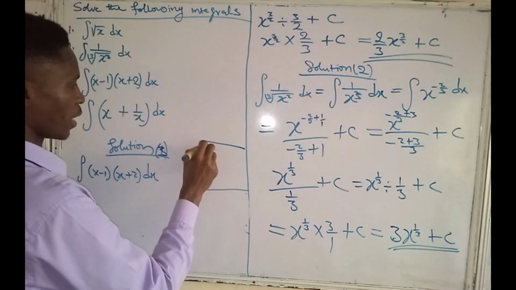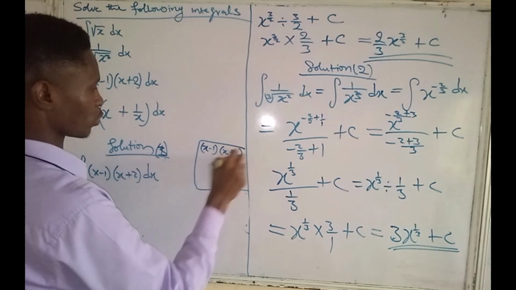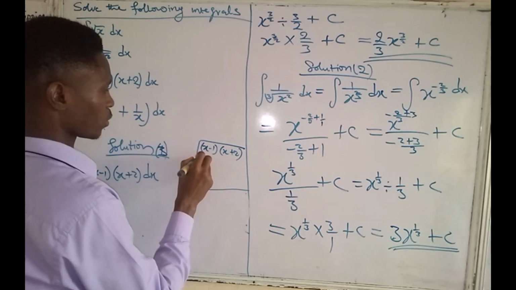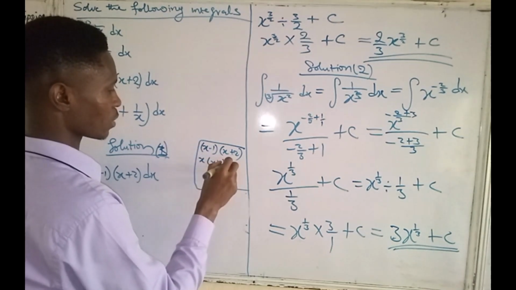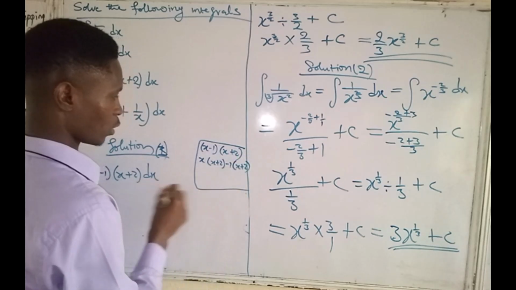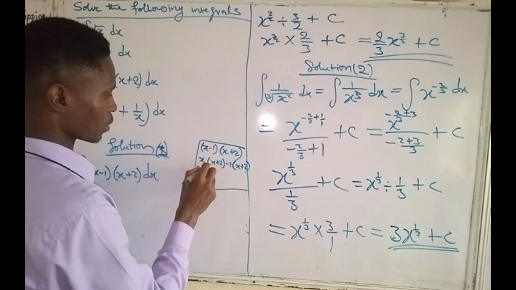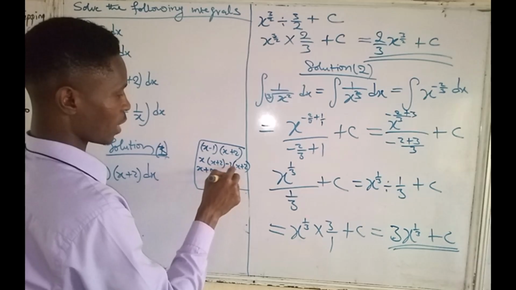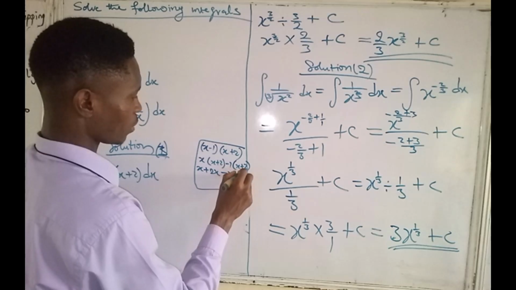So this is x minus 1 into x plus 2. In expanding this, we can use one bracket to expand the other. So this should be x into x plus 2, and we are using this minus 1 into x plus 2. If we expand this, this is going to give us x squared, that's x times x, plus x times 2 is 2x, minus 1 times x is x, minus 1 times 2 is minus 2.